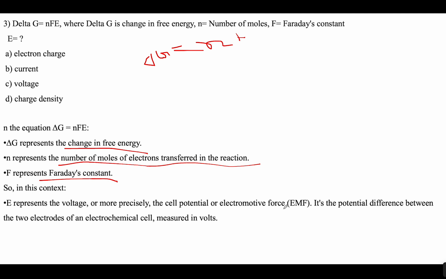So I'll explain this equation in more detail. Delta G is equal to nFE. So based on the question, delta G is equal to nFE, where delta G is the change in free energy, n is the number of moles, and F is Faraday's constant, E equals what? There are four options. The correct option is C, voltage. Now moving to the next question.